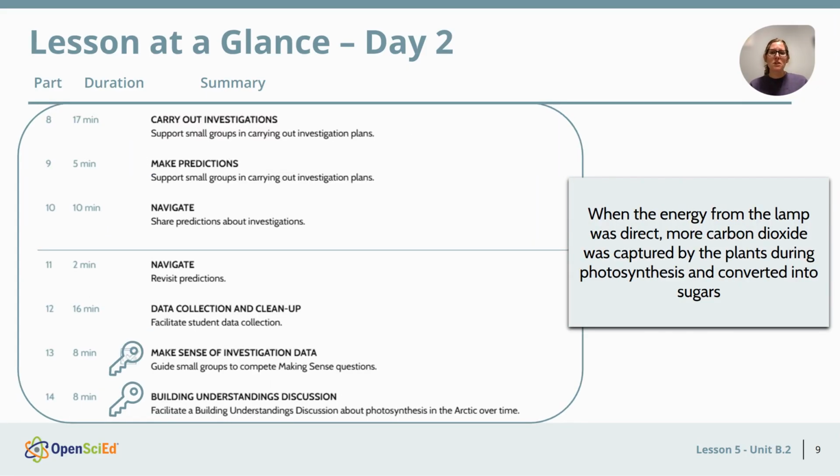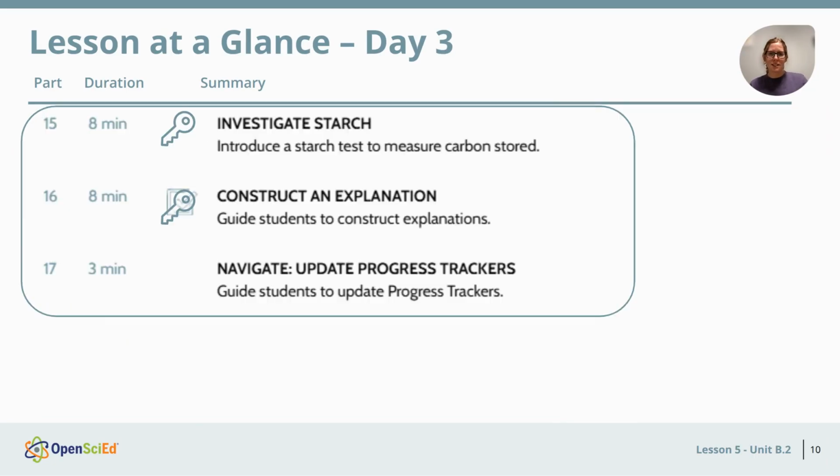In sense-making loop 2, it's all about the investigation. We're going to carry out the investigation. We're going to set it up. We're going to make predictions about the different vials of plants. Then we're going to collect our data, clean up from the lab, make sense of the investigation data, and have a building understanding discussion. We're going to figure out that when the energy from the lamp was direct, more carbon dioxide was captured by the plants during photosynthesis and converted into sugars. And we wonder, what do plants do with the sugar that they made from photosynthesis?